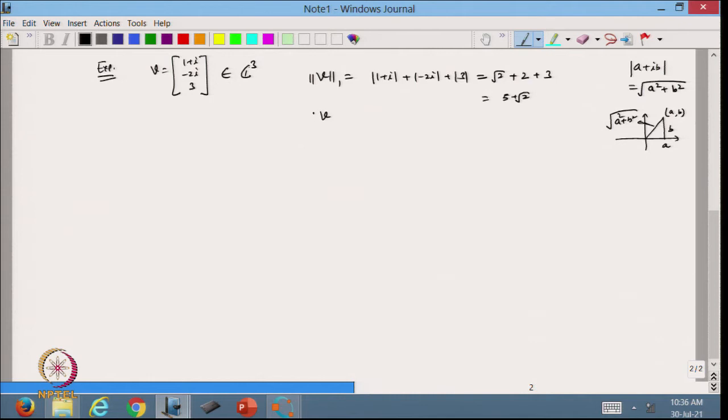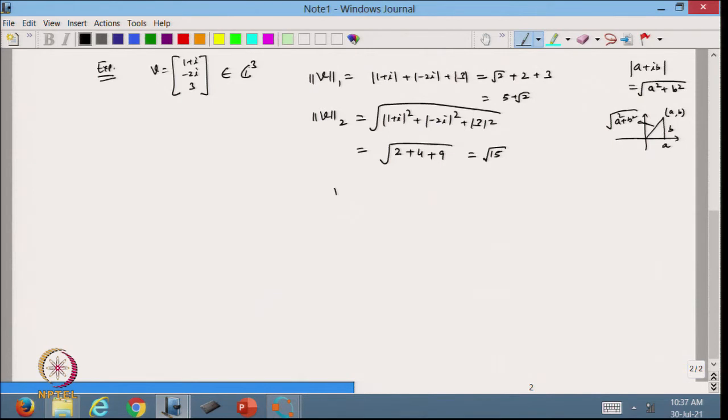Now the same thing I can define for the 2 norm. The 2 norm is the square root of the magnitude of 1 plus i squared, plus the magnitude of minus 2i squared, plus the magnitude of 3 squared. From here you know that the first is root 2 squared, so it is 2, plus the magnitude of minus 2i is 2, so it is 4, and plus 9, all under the root. So it is root 15.